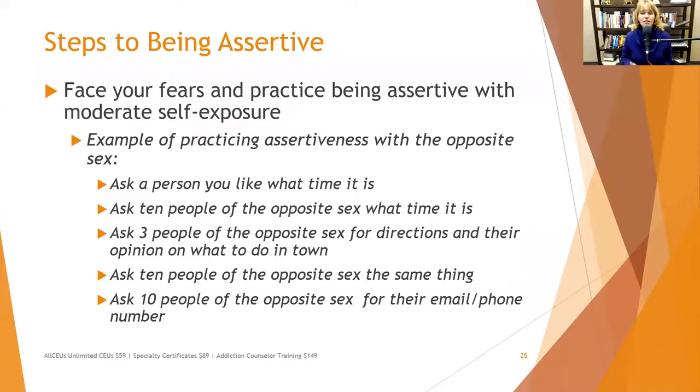Then ask 3 people of the opposite sex for directions and their opinion on what to do in town, and then 10 people of the opposite sex the same thing, and 10 people of the opposite sex for their email or phone number. And you can adjust this, obviously, because it gets down to the hard stuff pretty quickly. But encourage people to create a ladder of anxiety so they can work through the first rung and realize it's not so bad, then work through the second rung and go, okay, I can do that.